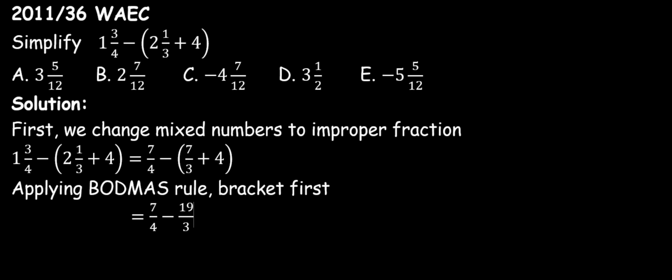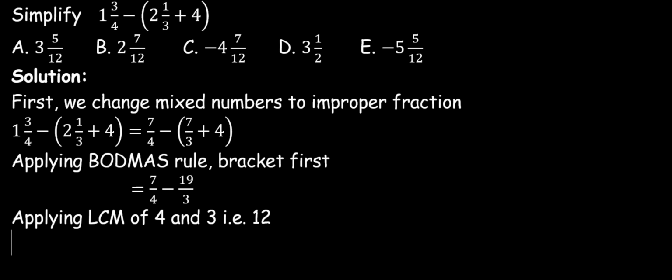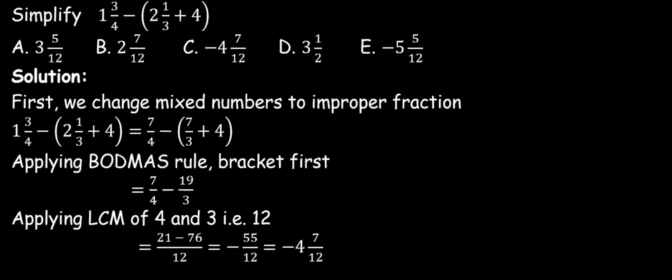Then now we can conveniently apply the LCM of the denominators 4 and 3, and that is 12, into the arithmetic operation. So in the first case, 4 divided into 12 will give you 3, 3 times 7 will give you 21, minus the second fraction, 3 divided into 12, 4 times 19 gives you 76. Hence you have 21 minus 76 over 12, which is equal to minus 55 over 12. And that is the same as minus 4 whole number 7 over 12.